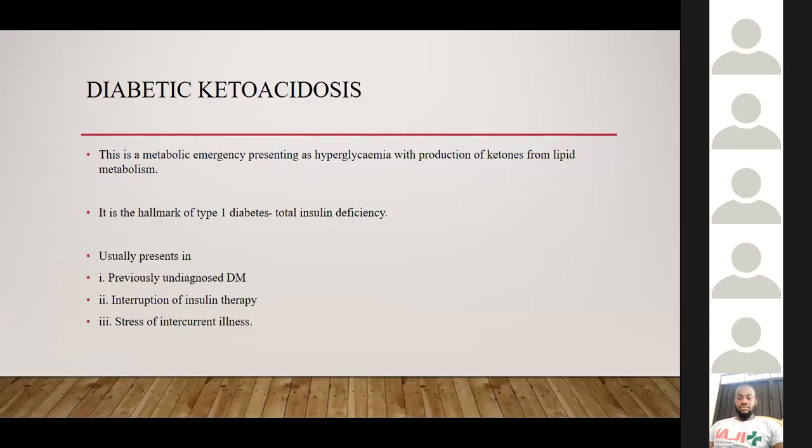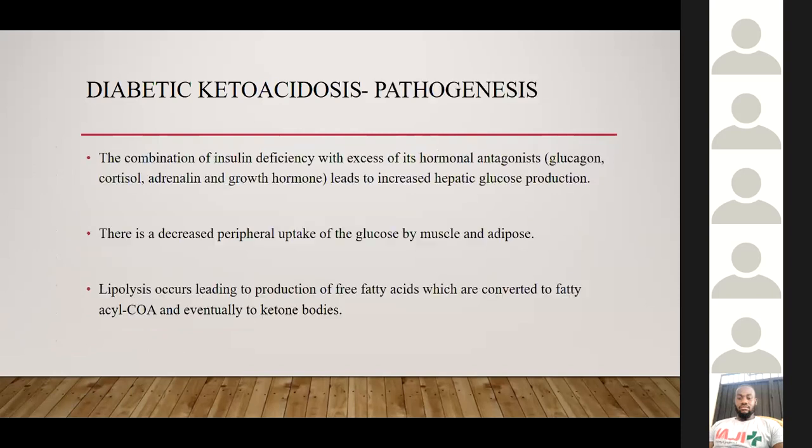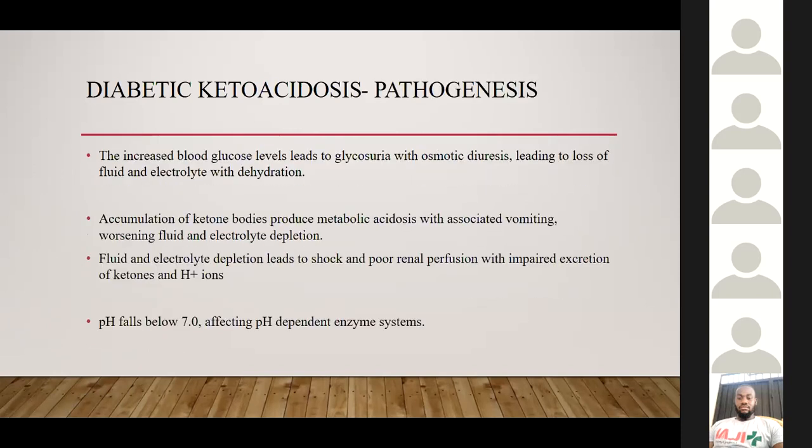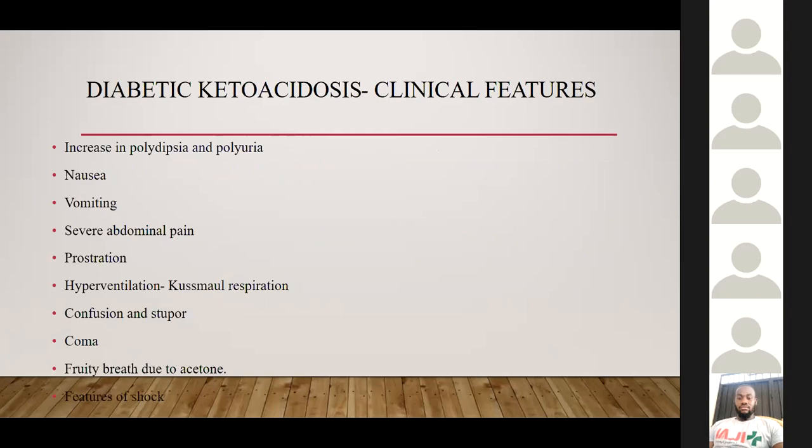You can see my screen now: DKA usually presents in previously undiagnosed DM. There are a lot of people walking around who are diabetic that haven't been diagnosed, and the reason is that they won't show you the classic symptoms. Occasionally they'll say maybe they pee a little bit frequently, and they might think it's a UTI. All of us will agree that if you ask a patient, do you urinate frequently, they go, oh, I drink a lot of water, so I think that I urinate frequently.